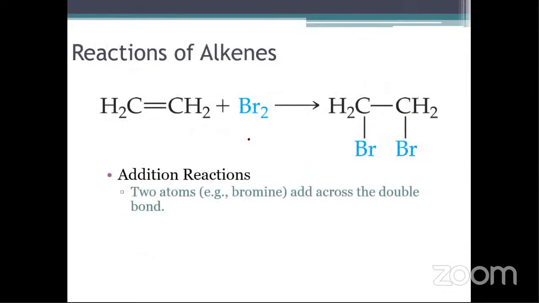So again, we have bromine here. Again, the double bond is broken. You have two single bonds that attach to give you this haloalkane, which is bromoethane. Bromoethane.